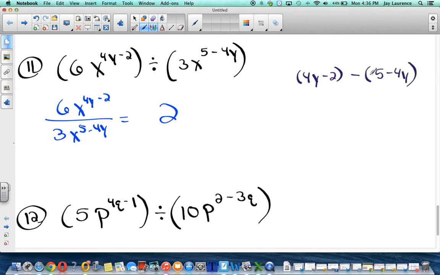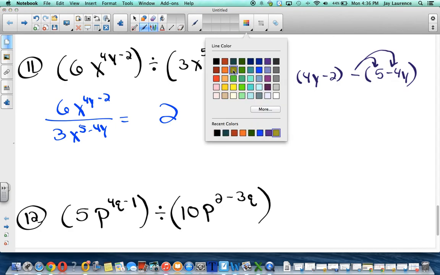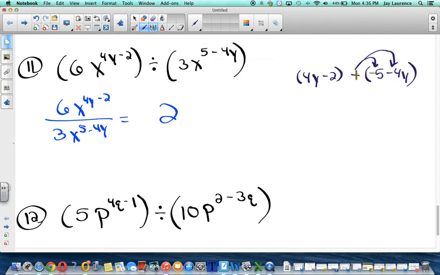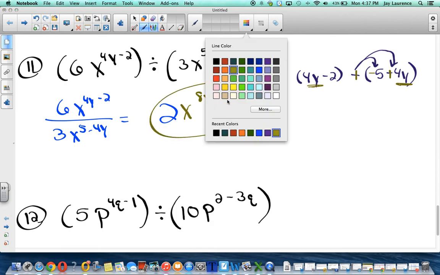Why am I using quantities? Because when I subtract, why am I subtracting? Because I'm dividing like bases. I guess the fraction part was unnecessary, but that's okay. I have to distribute this negative. When I do that, I'm going to end up with an expression that looks like that. So now I'll combine like terms. I'm going to have 8y, and a negative 2 and a negative 5 is a negative 7. And there you go.